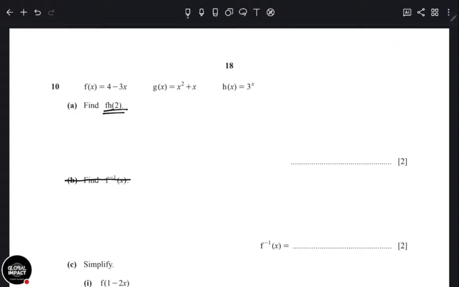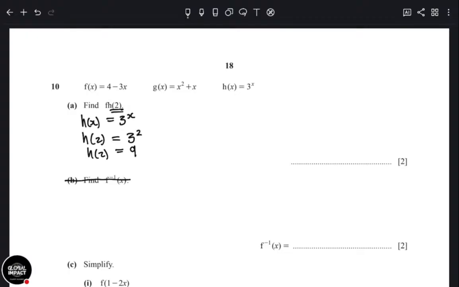We don't have a problem. Right, so what first? We will first say, what is h of x? h of x is 3 to the power x. Then we find h of 2 because that's the one we are substituting. So h of 2 will be equal to 3 to the power 2. What is 3 to the power 2? h of 2 will be equal to 9. So our h of 2 is 9.